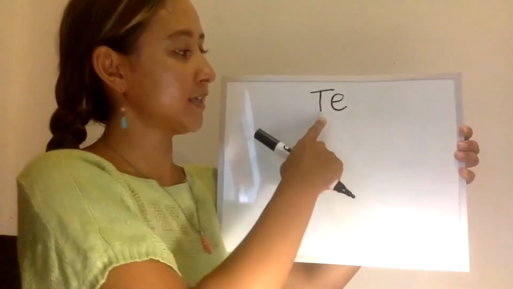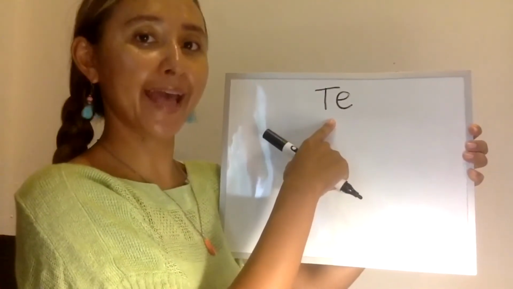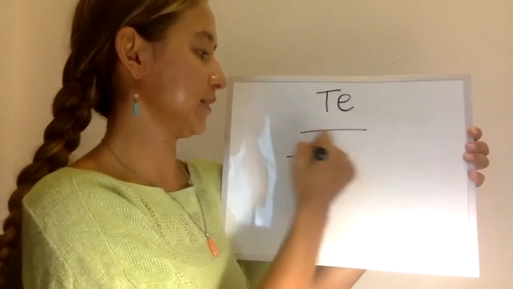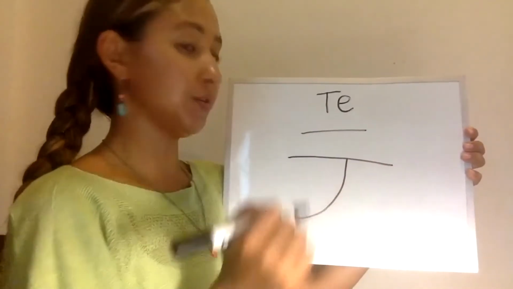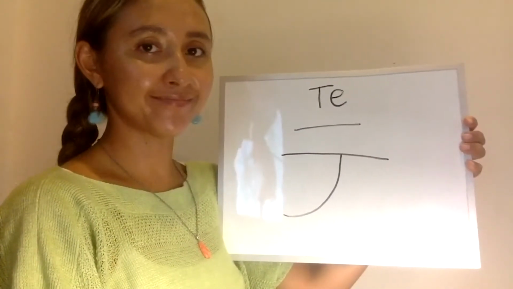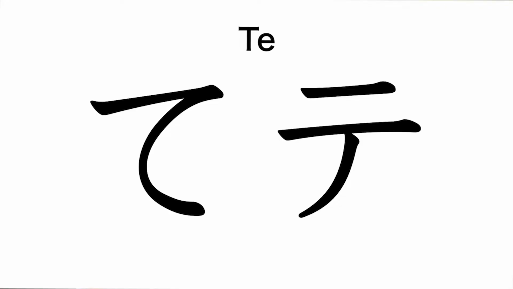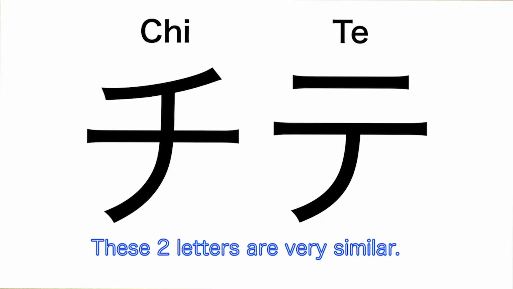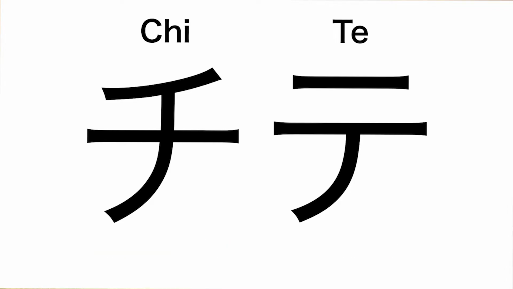Okay, next one is te. 1, 2, 3. Te, te. Also, these two are very similar. Katakana chi and te.